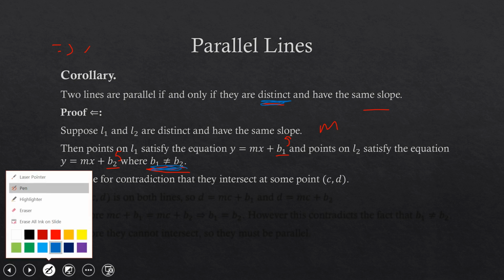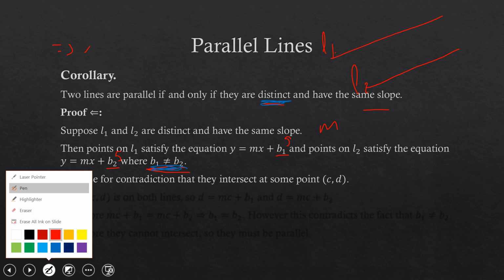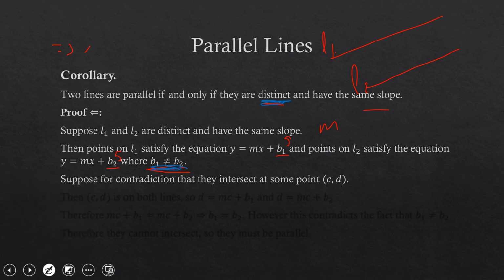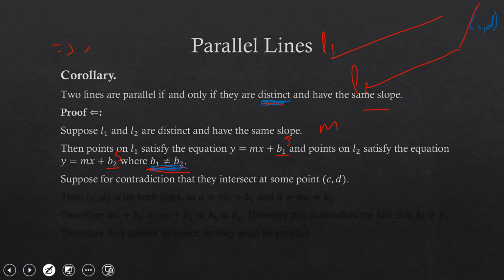So we can draw our lines in if we want. Here's L1, here's L2, and they have the same slope and they're distinct. And there's some point, I don't know, way out here, and its coordinates are (c, d), and that's where these guys meet. So somehow they both kind of curve up to there, you know.